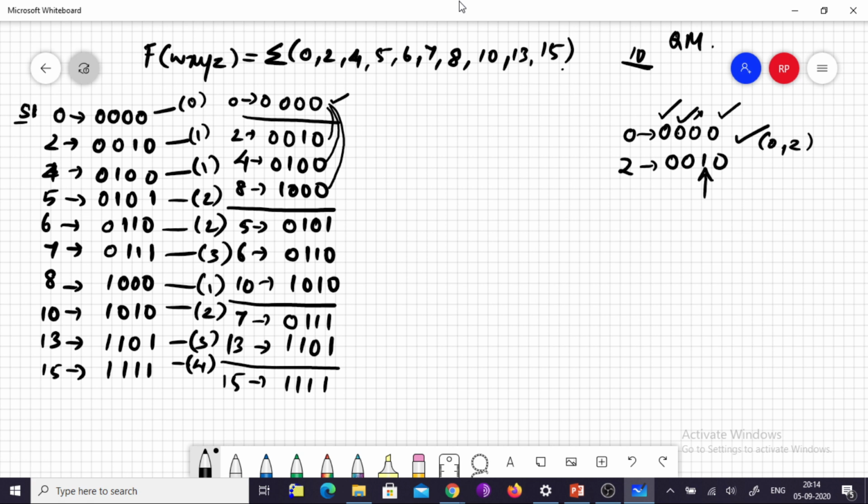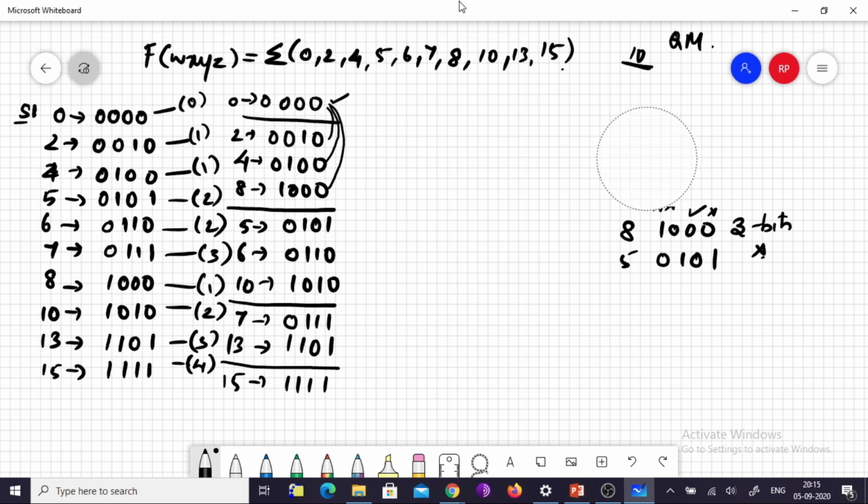Suppose I consider 8 and 5, let's take 8 and 5 for example. If I take 8, that is 1000. If I take 5, that is 0101. If you compare these two, the first bit is changed, second bit is also changed, third bit is same, and fourth bit is changed. So in this comparison, I have more than one bit that is changed. Actually we have three bits changing here. So we cannot consider this as a proper group. So that's how we are going to group it.